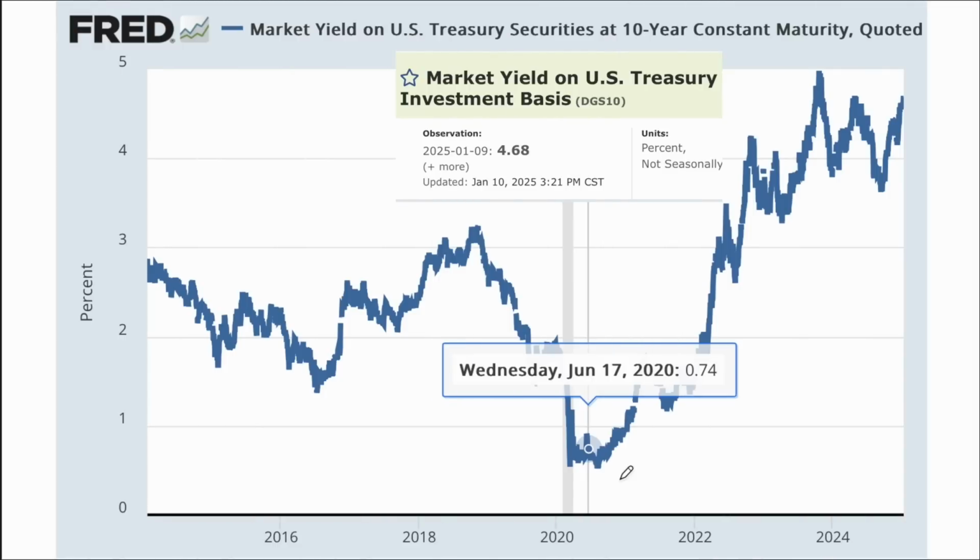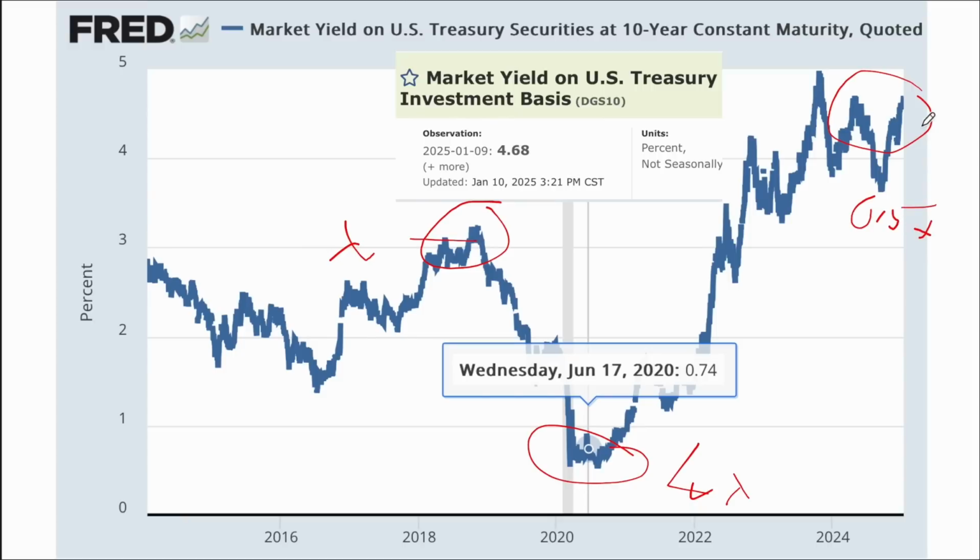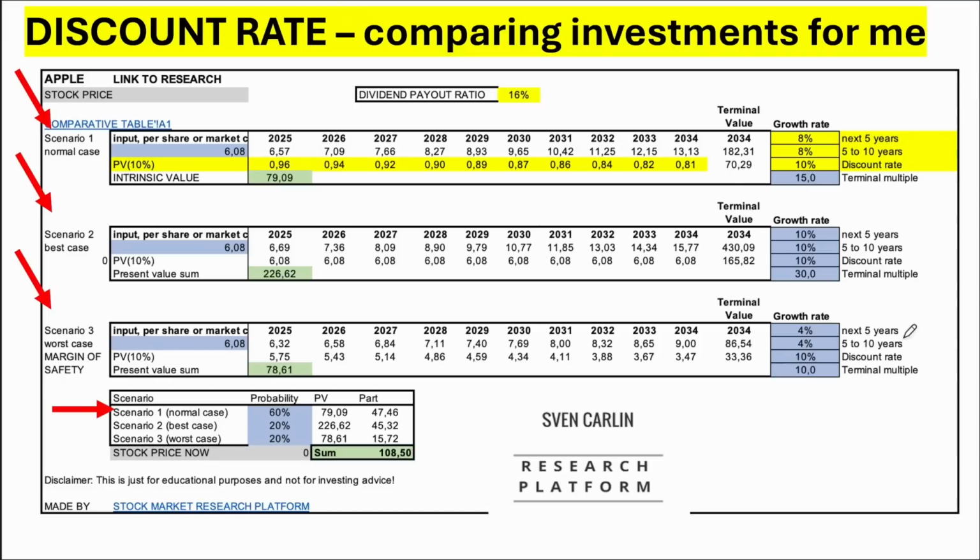And if I look at the treasury, it was 3% for the 10-year treasury, then it was 1, and now it is almost 5. So suddenly here Apple would be worth X, here it would be worth 4x, and here it would be worth 0.5x. Then there are always expectations that rates will go lower, but okay, for me it's about comparing investments. I don't care about academia, I care about making good returns so that I reach my financial goals.